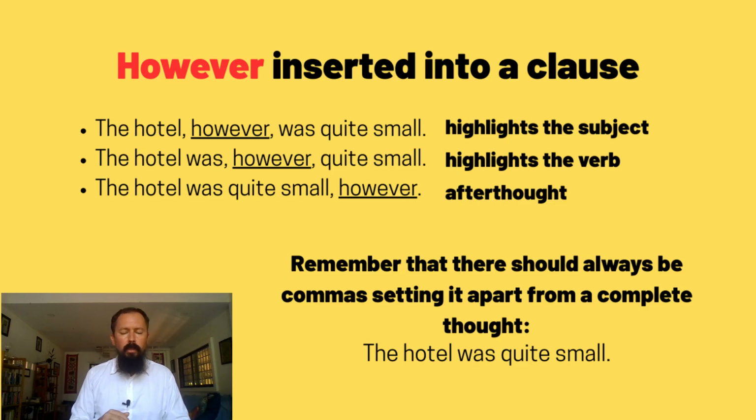And finally, we might put however at the end of the sentence. The hotel was quite small, however. This is more of an afterthought, and it's really diminishing the importance of however. It's saying, yes, there's contrast between these ideas, but we're no longer emphasizing the contrast to such a degree. You might notice then that when we insert however, we have two commas around it, but if we put it at the end of the sentence, we have one comma in front of it, just the same as if we put it at the start of the sentence and we have one comma after it. So however is always set apart from the rest of the sentence by one or two commas.